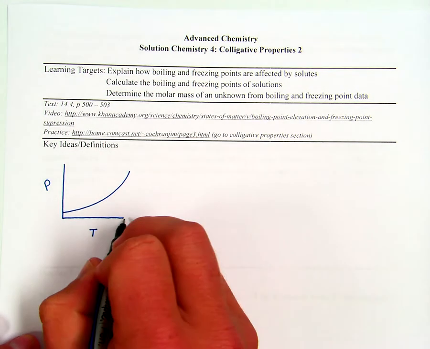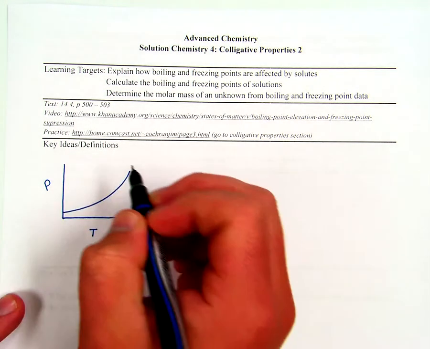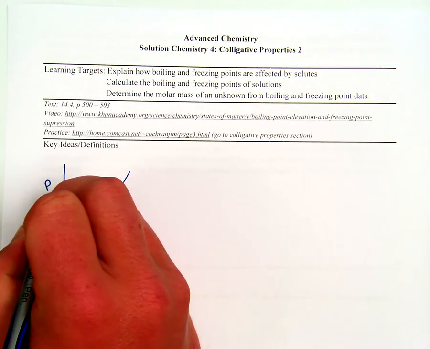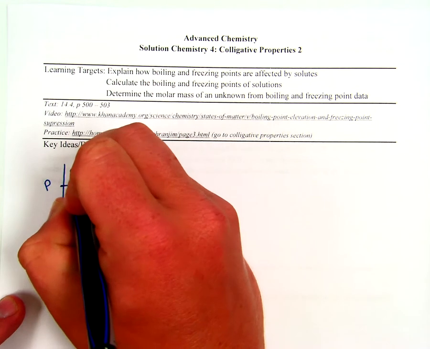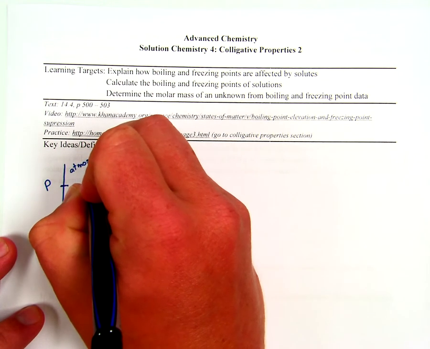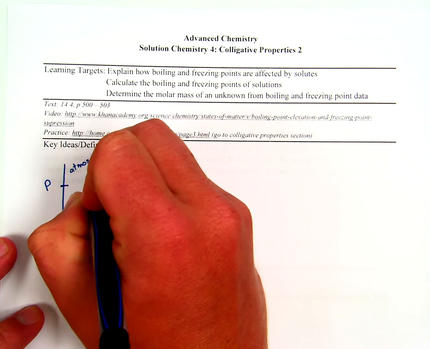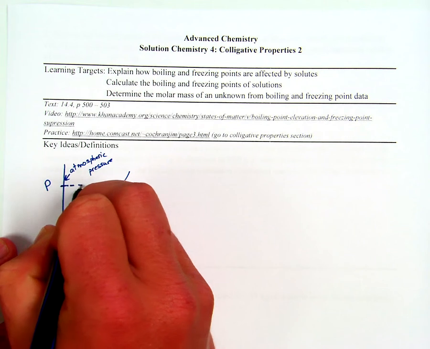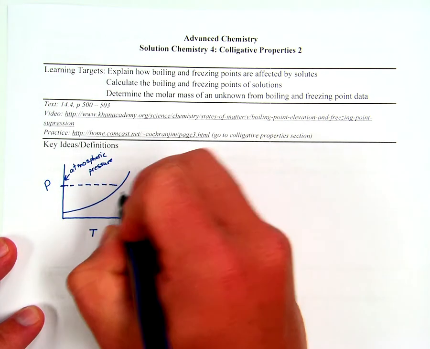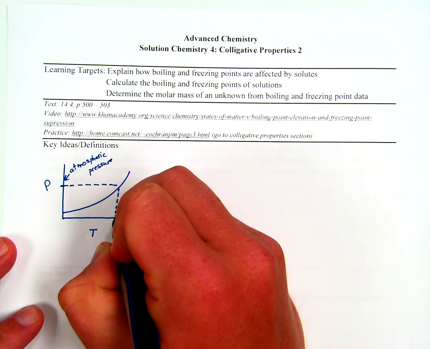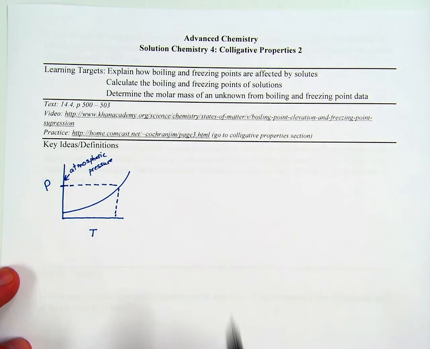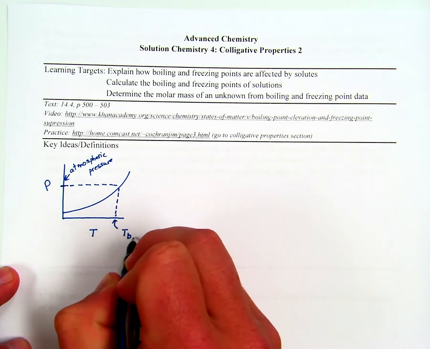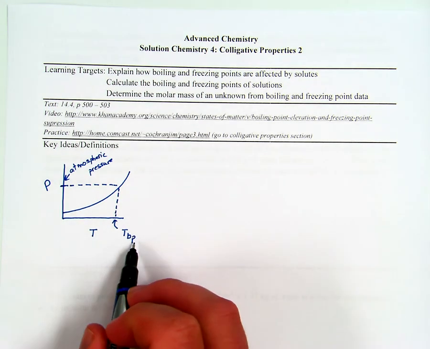A liquid will boil whenever its vapor pressure is equal to atmospheric pressure. So let's say that this point right there is atmospheric pressure. I'm just going to follow that mark over to our graph here, and then down to the temperature scale. So for this liquid, whatever it is, this temperature right here is the boiling point, which I will label TBP, the boiling point temperature of that liquid.